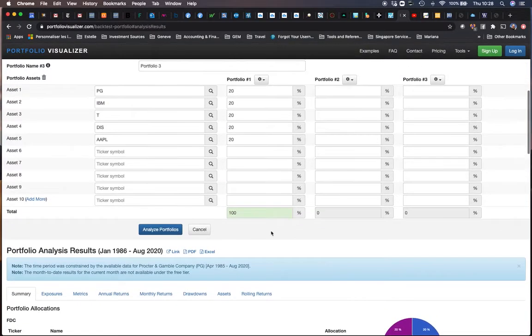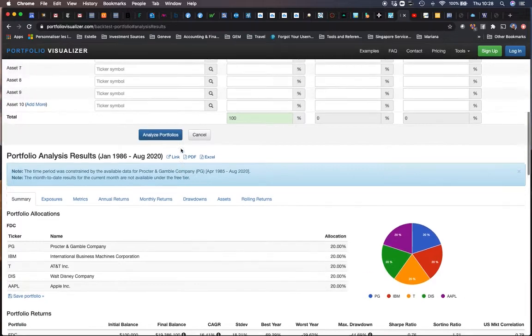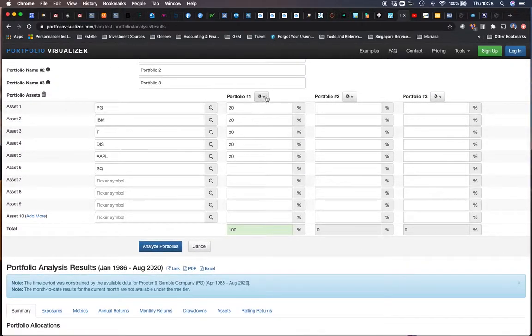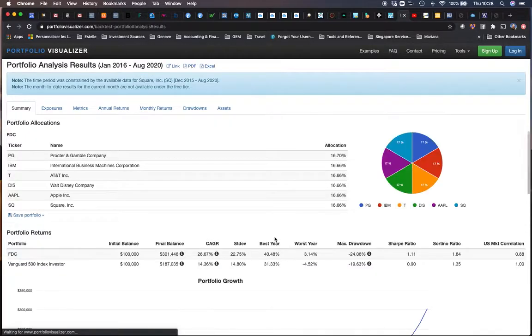Look at this. When I got this, I have information since 1986, so all these stocks exist for a long period of time, right? But I'm not going to do this. I'm going to keep my Square, so 5 years is enough. I need to do equal weight, right? Equal weight. I'm going to analyze again.